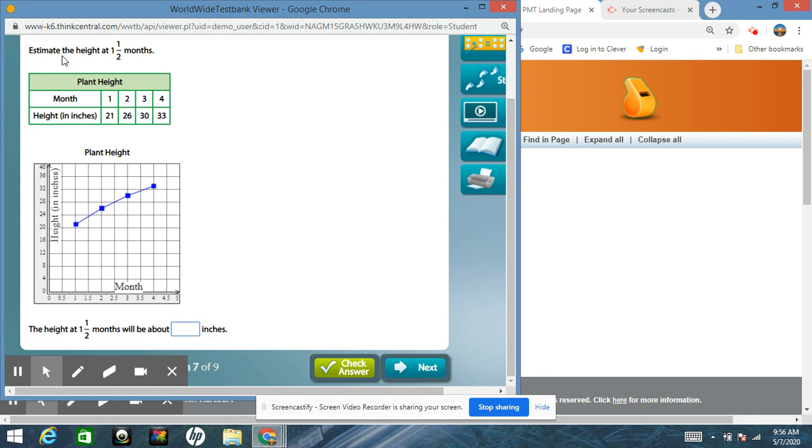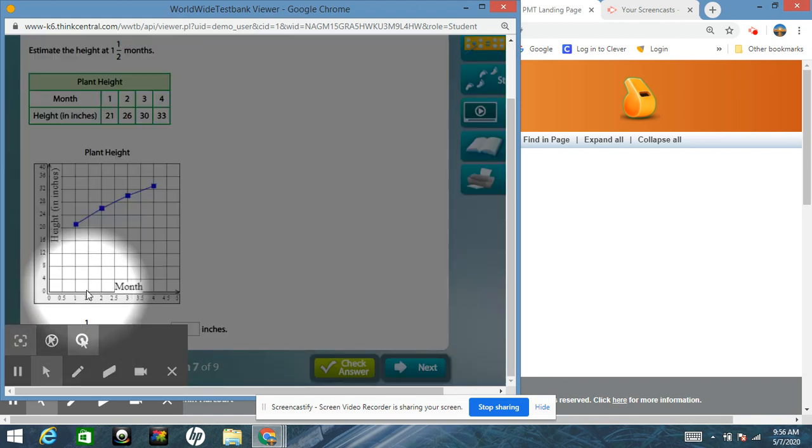This one, we have to estimate the height at 1.5 months. Here are all my months again. And the 1.5 would be right in between the 1 and 2. I go to my graph here, my coordinate grid. Let me see if I could highlight this better for you. So 1.5 is right here, okay?